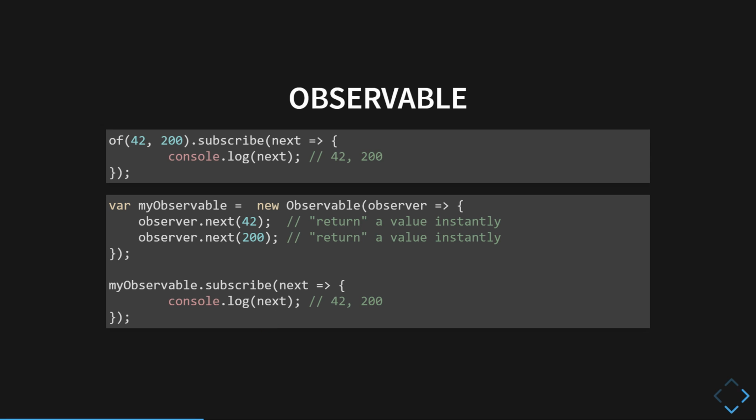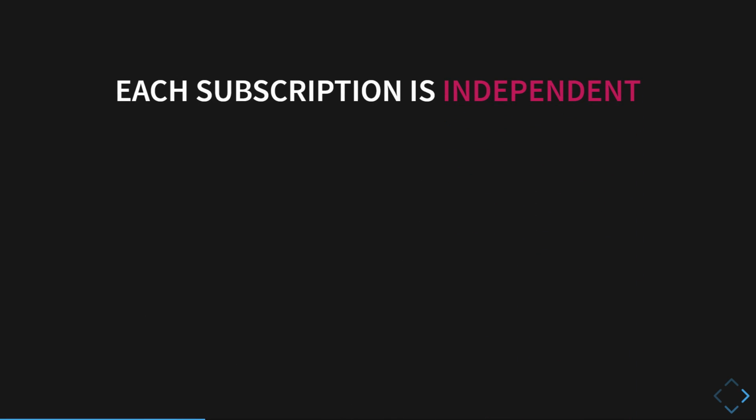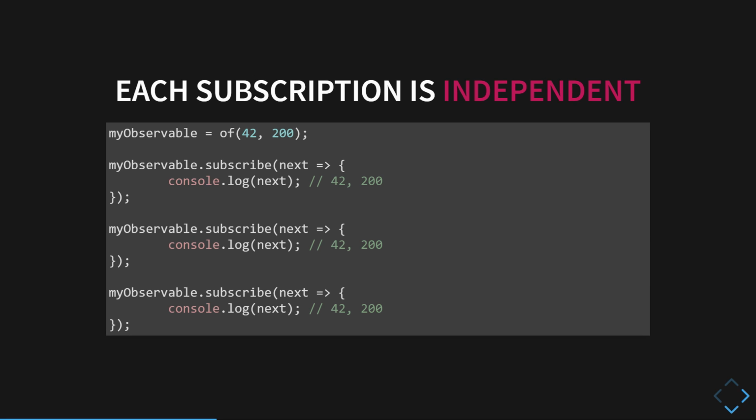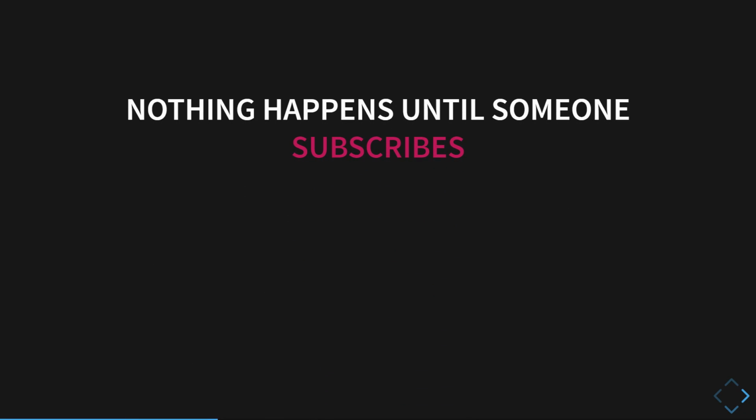And the important thing to know is that each subscription is independent of each other, which means that if you have a source of, for example, 2 values, each subscription will get those two values separately and independently of each other. And nothing happens until someone subscribes.